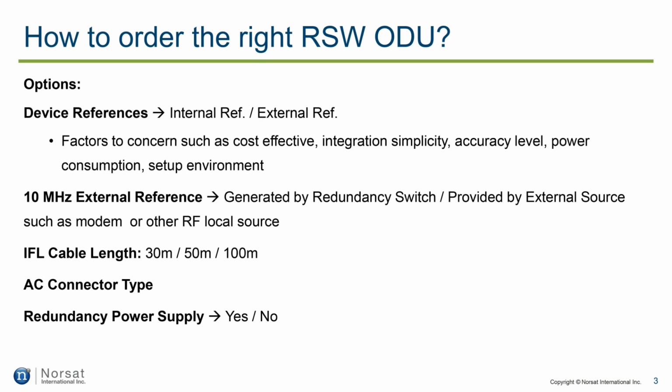It can be generated by a redundancy switch or provided by an external source such as a modem or another RF local source such as a signal generator and frequency synthesizer. Choosing the right IFL cable length is essential. Available options include 30 meters, which reduces signal loss and cost, 50 meters, and 100 meters, which offer flexibility for distant installations, depending on your installation needs.